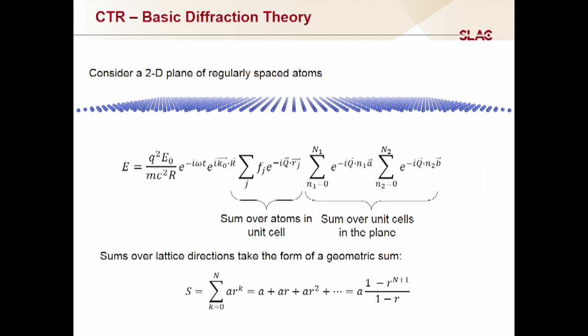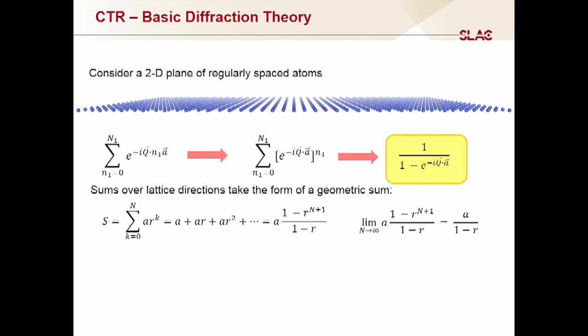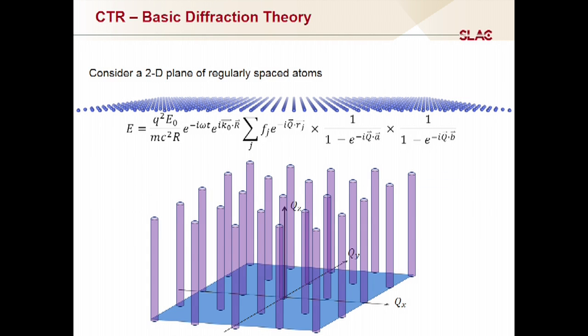And then we can notice that these look like a geometric sum. And if they are a geometric sum, we can write down what they converge to. And so if we take one of these summations over a lattice direction, we rewrite it like this. It looks like a geometric sum, which means that we can rewrite it like this and get rid of that summation. So this is quite handy, because now what we can do is we can look at what the scattering from this plane looks like. We have all of this stuff that looks like a single unit cell, and then we have these two factors for all the repeats along one direction and along the other direction.